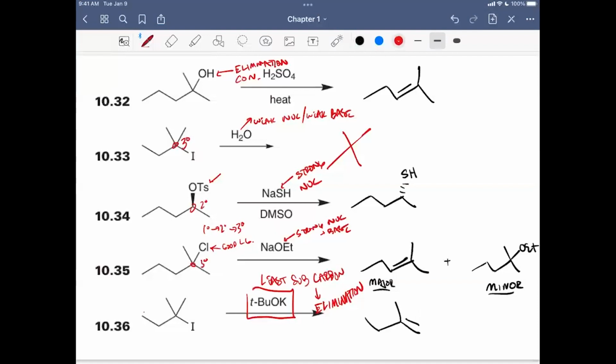And we're keeping the same number of carbons. Or I'm sorry, we have 5 carbons total there in the reactant, and we still have 5 carbons, just with a double bond and getting out that iodine.